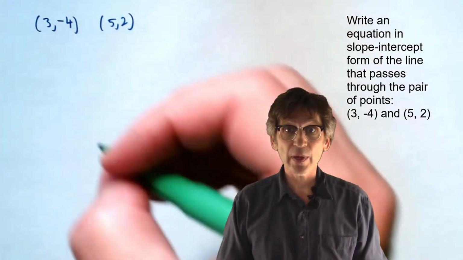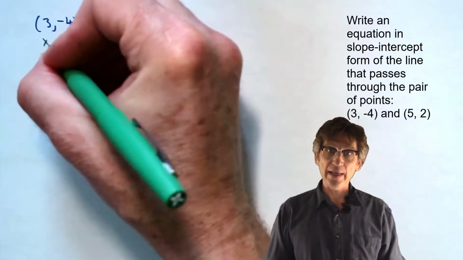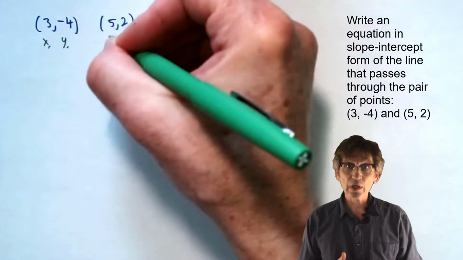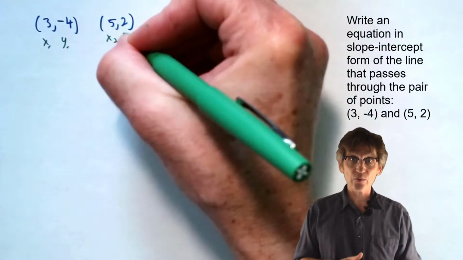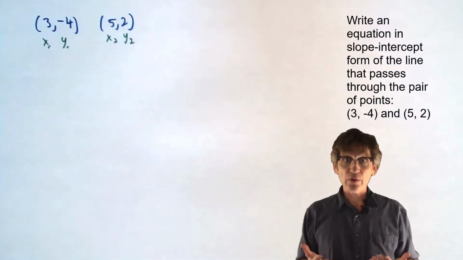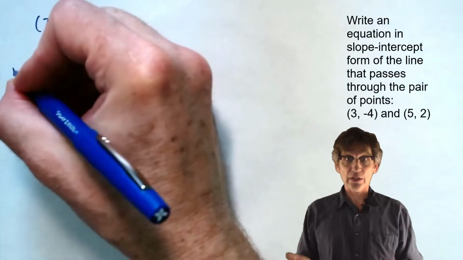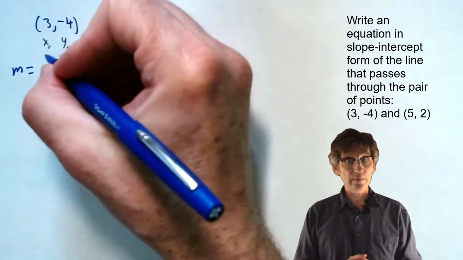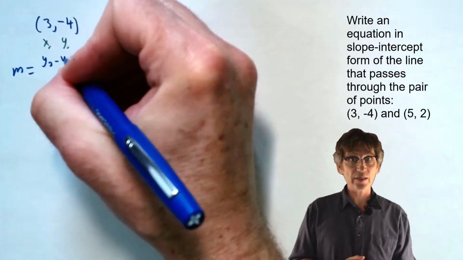When we have two ordered pairs, we can always find the slope of the line that passes through them. So we'll start by labeling the ordered pairs x1, y1, x2, y2. Once we have those labeled, we can then go back to the trusty slope formula, m equals y2 minus y1 over x2 minus x1.